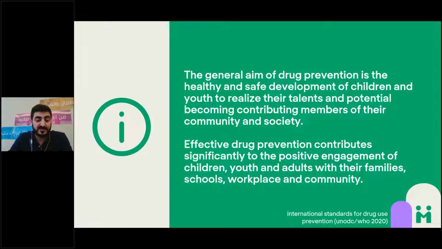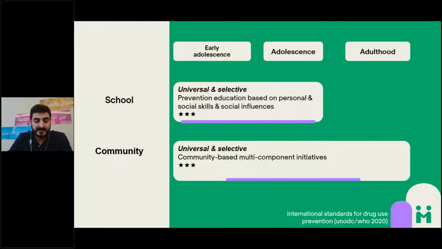Effective drug prevention contributes significantly to the positive engagement of children, youth, and adults with their families, schools, workplace, and community. As you see here, we have universal and selective prevention. Universal prevention is when we are targeting the general population. However, the selective is when we target an audience at high risk or at risk.